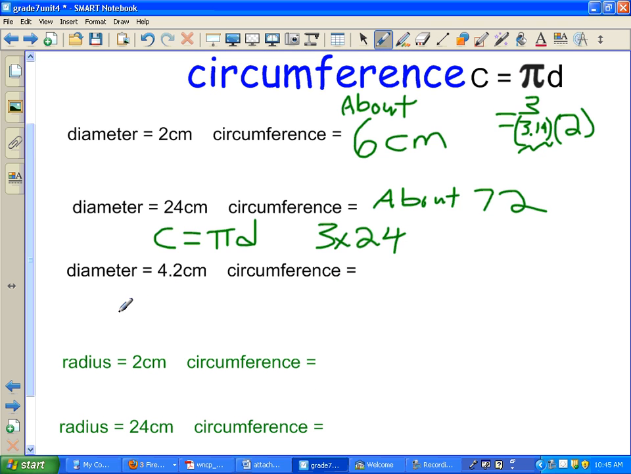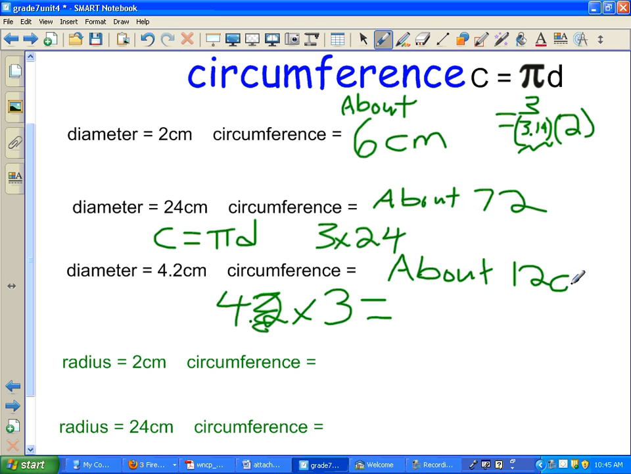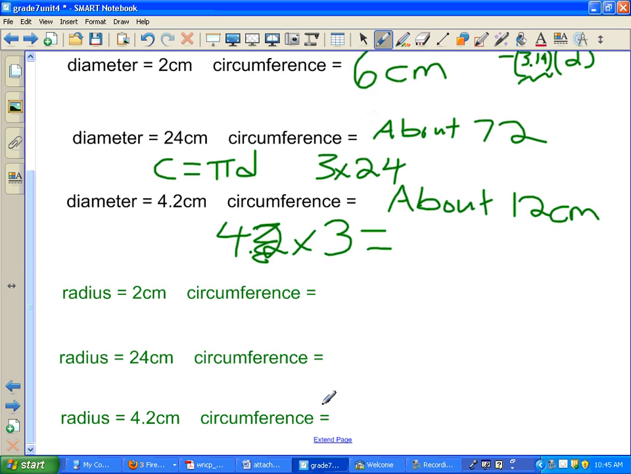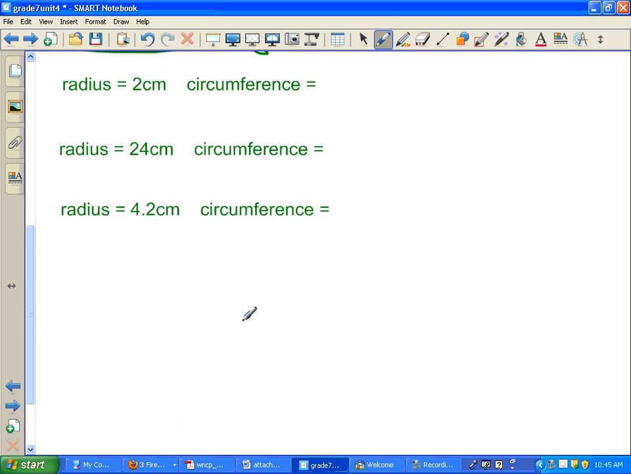We know pi always, so we just put pi in there and multiply it together. So in this one, 4.2 is the diameter, times pi. So it's 4.2 times, and we're going to round off pi to 3 because we only want an estimate. And if we multiply that, 4.2 rounds off to 4. So 3 times 4 is about 12 centimeters. Okay, so that's all about if we know the diameter.